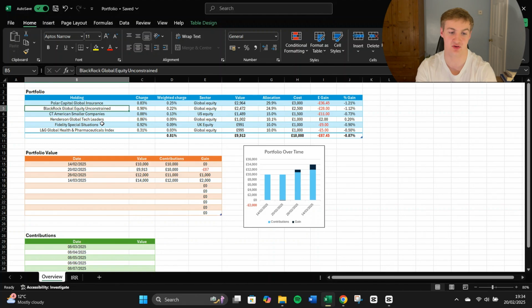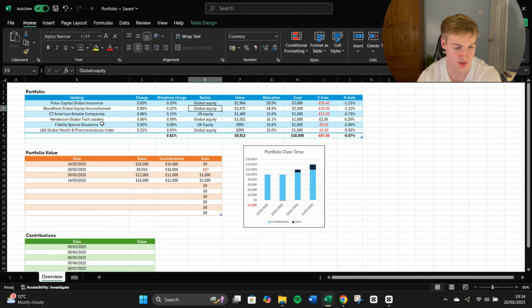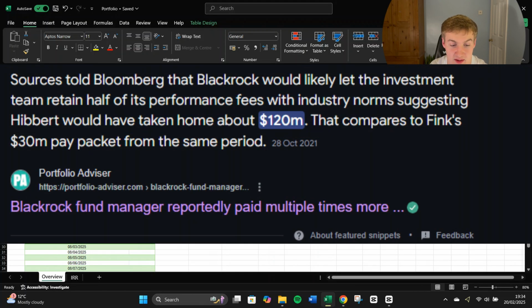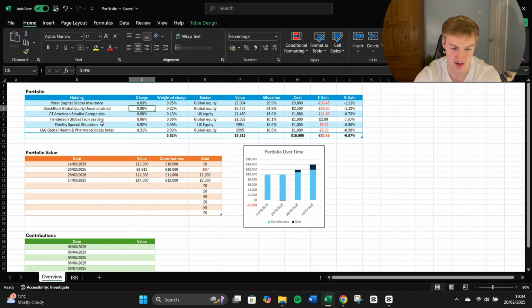And then finally, we've got BlackRock Global Equity Unconstrained. The reason this is in the portfolio at a 25% weighting is it's far more concentrated, far more spicy than the more boring Polar Capital Global Insurance, and it's managed by a person called Alistair Hibbett, who is one of BlackRock's highest paid employees. He manages one of their hedge fund teams, and this is the only way that the public can actually gain access to his team's strategy. So I am happy to pay the 0.9% to access that team and their investment resource.